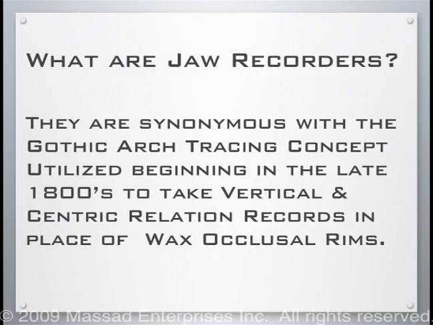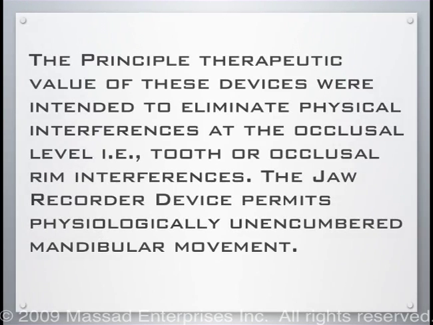What are jaw recorders? Jaw recorders are synonymous with the Gothic arch tracing concept, utilized beginning in the late 1800s to take the vertical and centric relation records in place of wax occlusal rims. The principal therapeutic value of these devices was intended to eliminate physical interferences at the occlusal level, for example, tooth or occlusal rim interferences. The jaw recorder device allows physiologically unencumbered mandibular movement.